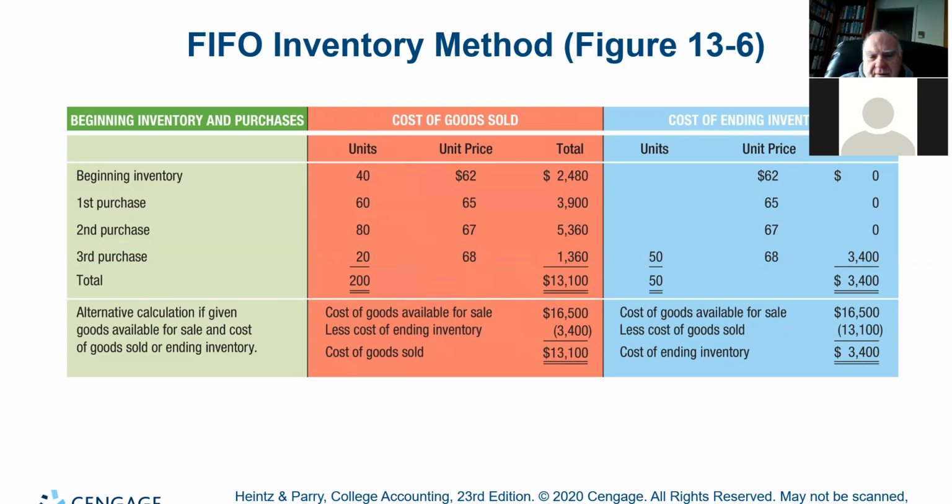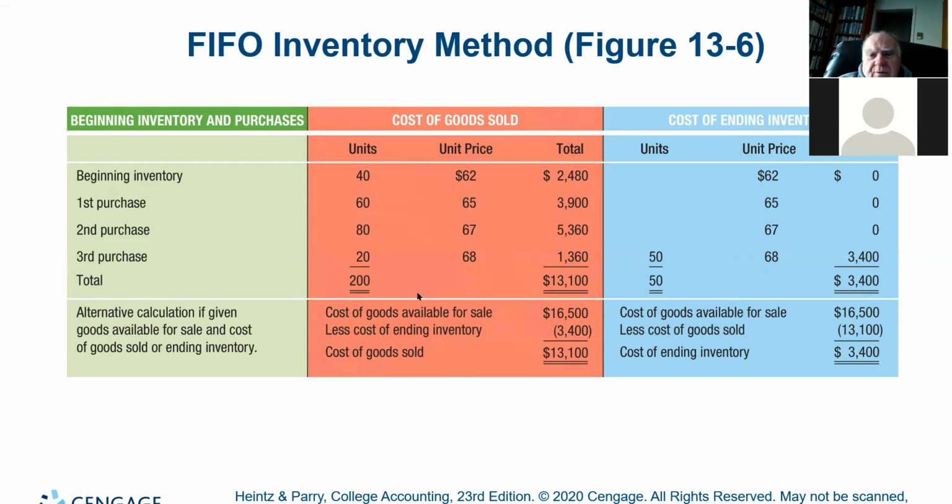Why does it say sold? Why doesn't it just say cost of goods? Because cost of goods sold is the cost of the items you sold. We might have sold these units for a lot more than 13,100. For example, 40 units times 62, we might have sold those for $80. We don't know. But in this calculation, we don't need to know that. It's irrelevant.